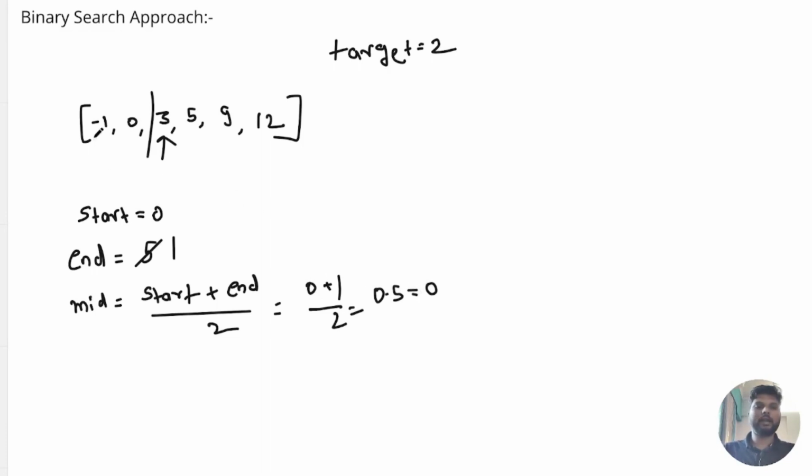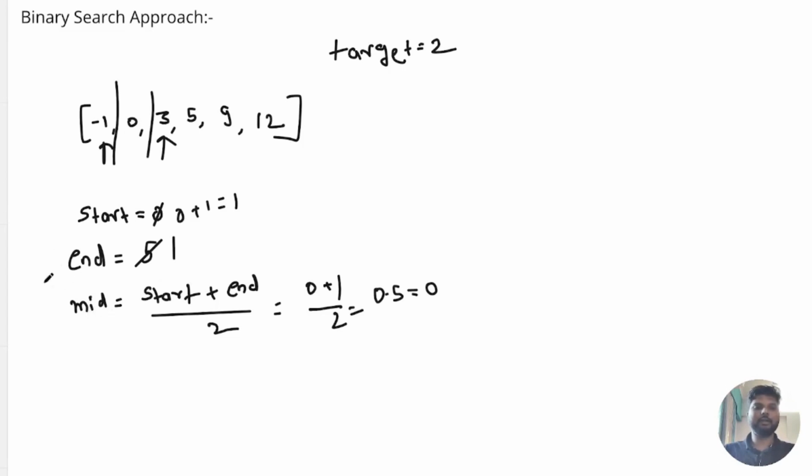So we are now checking this element. We compare -1 with 2. Well, they are not matching, right? 2 is actually greater than -1, right? So in this case, what we will do, we will discard this half of the array and we will move our start to mid plus 1. So we have done start is equal to mid plus 1, so 0 plus 1, which gives us 1. Now both start and end are pointing to one index only, which is this 1.